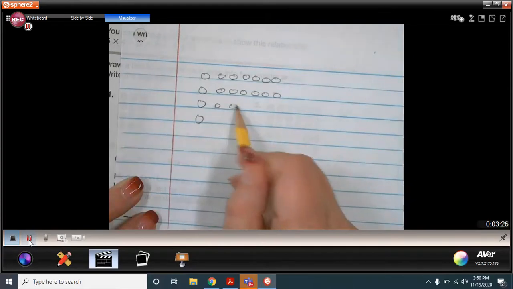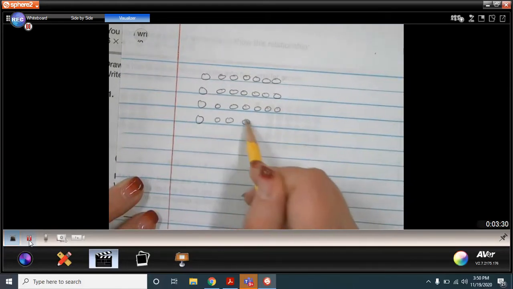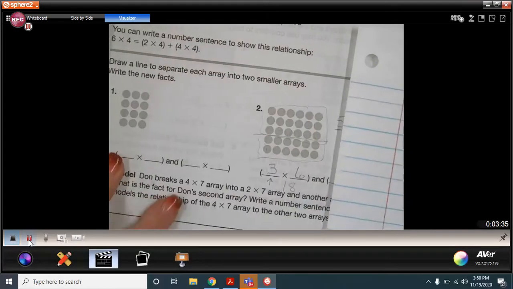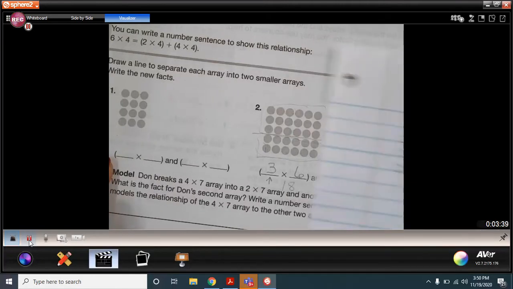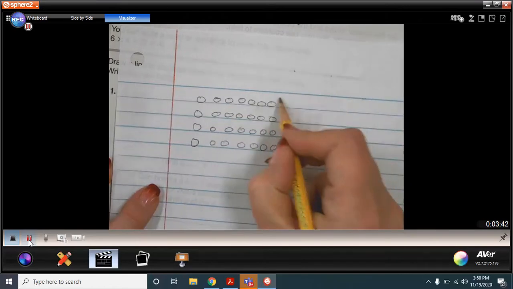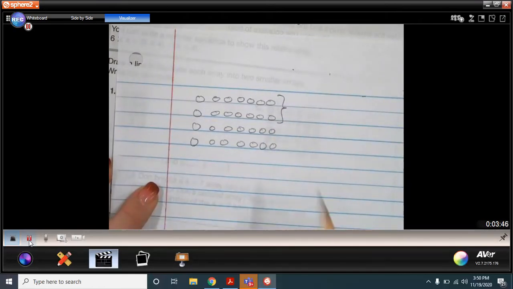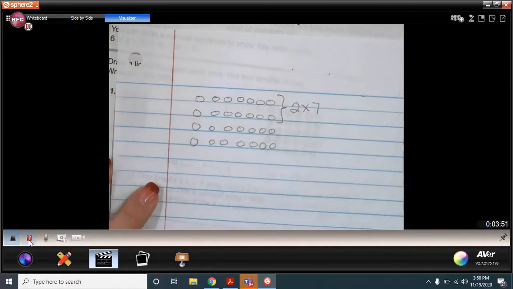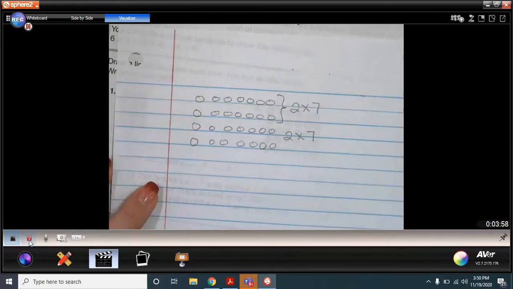Now, what it said was Don breaks the 4x7 array, or 4 times 7 array. That's the larger array, okay? He's going to break it up into 2 times 7 and another array. Well, 2 times 7 is this part right here. So that leaves me, if this is my 2 rows of 7, what's left from that 4 groups of 7 is another 2 rows of 7.